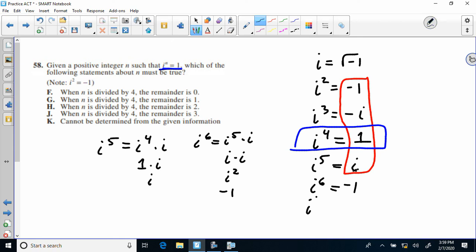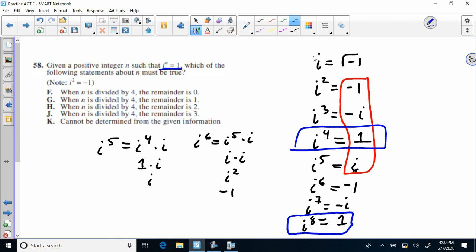I mean, if I did i to the 7th and i to the 8th, i to the 7th, so we got to i, then we're at -1, so our next one is -i, and our next one is +1, and we would have said it would have been right here. And we could keep going and going and going.